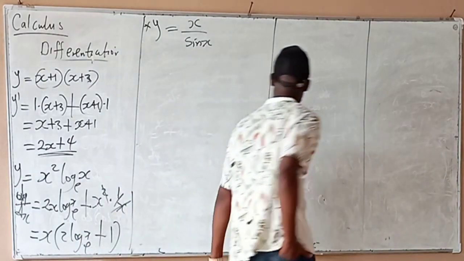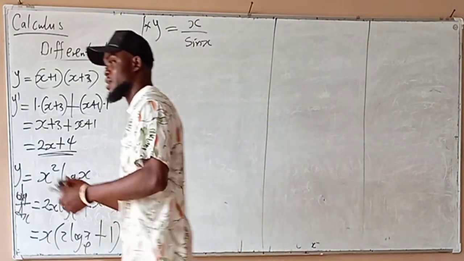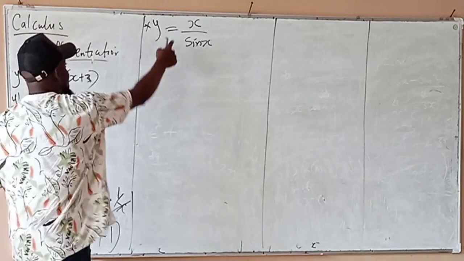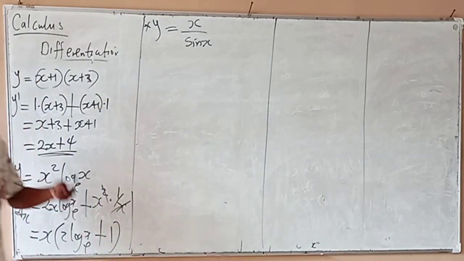You have x over sin x. What are you going to have? Now this one is a quotient function. When we get that, we are going to use the quotient rule. Now look at how you use the quotient rule.